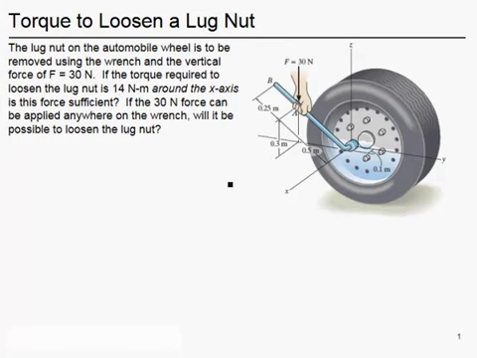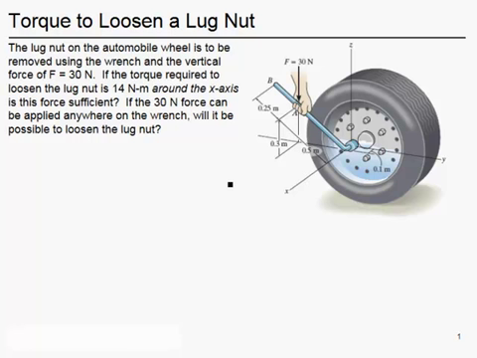In this problem, we illustrate a couple of different ways to look at a moment calculation. Specifically, we've got a physical scenario where we've got a lug nut on an automobile wheel that we're trying to loosen. And the question is, how do we apply the force in such a way that gives us the best chance of developing enough of a moment that we can loosen the lug nut?